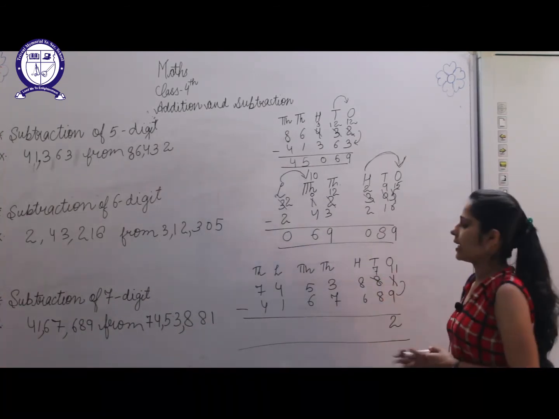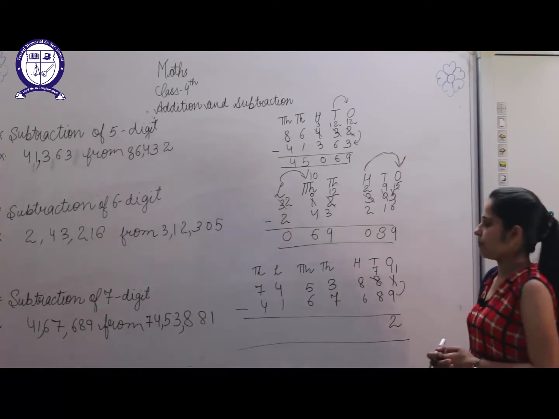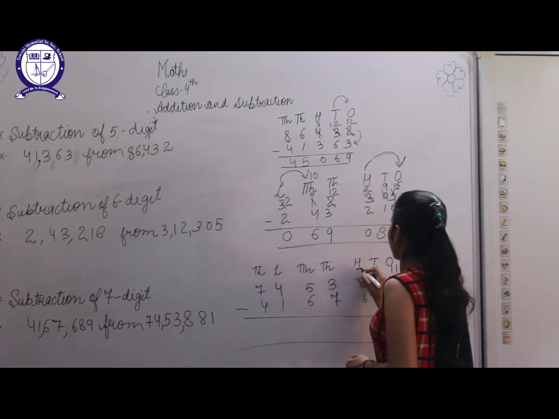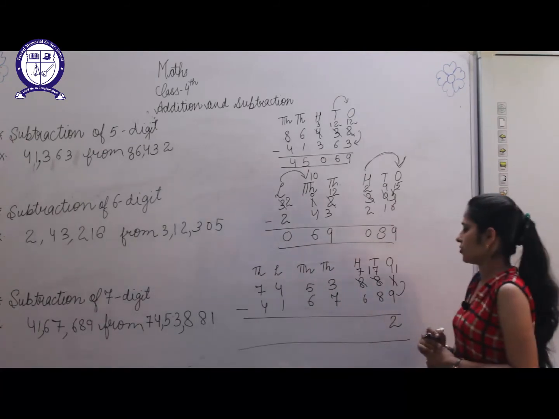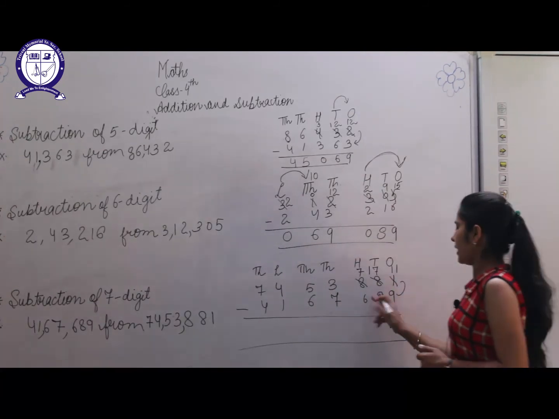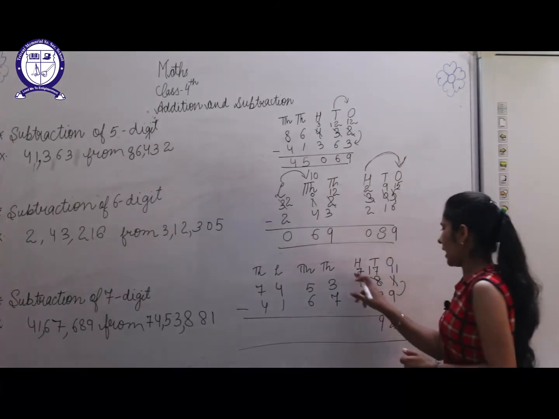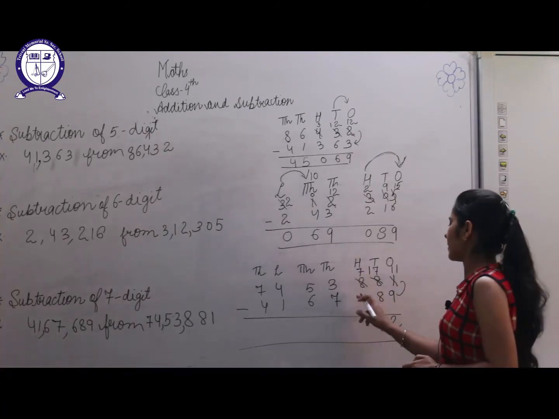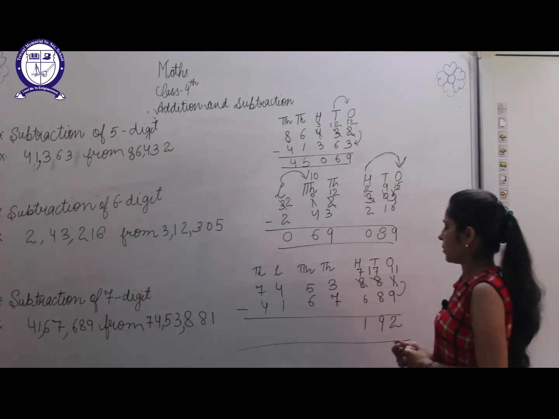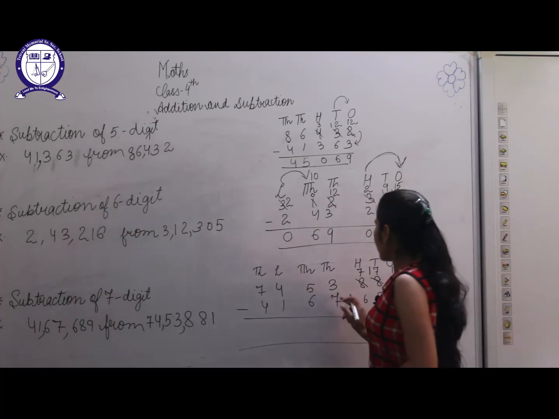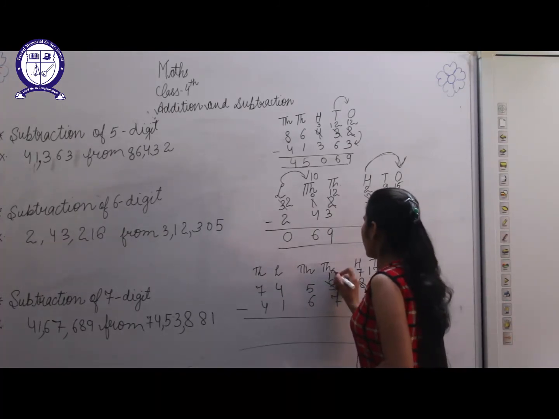So here is 7 and here is 8. We cannot subtract 8 from 7. So what will we do? We will take again a carry from the 100s place digit. So 17 minus 8 will give us answer 9, and then we will subtract 6 from 7 and our answer will be 1. So here we cannot subtract 7 from 3.